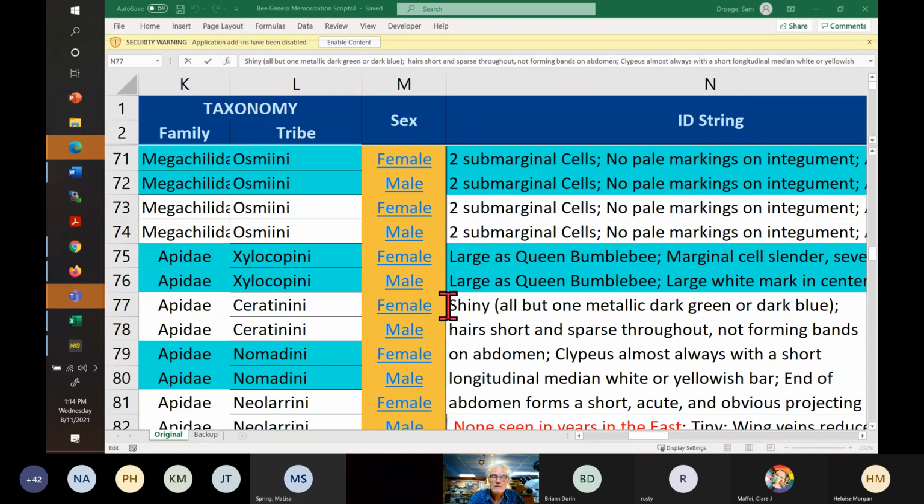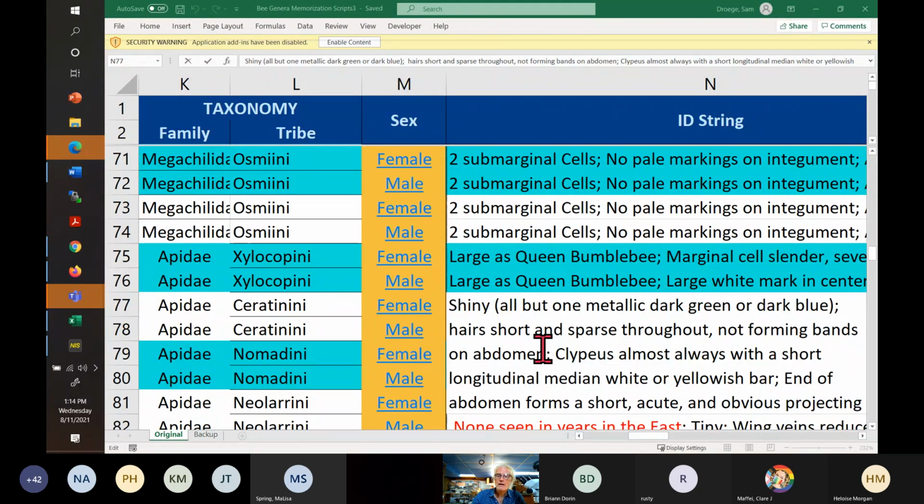It does carry hair on its legs, but the overall body hairs are quite short and sparse, which again puts it in a different place. They're small, plus or minus the size of a grain of rice. In the female, which is what this listing is for, there's almost always a very short white bar, sometimes reduced to a mark in the middle of the clypeus. A lot of times it's a rectangular bar.